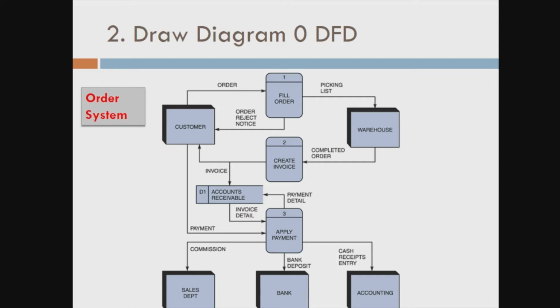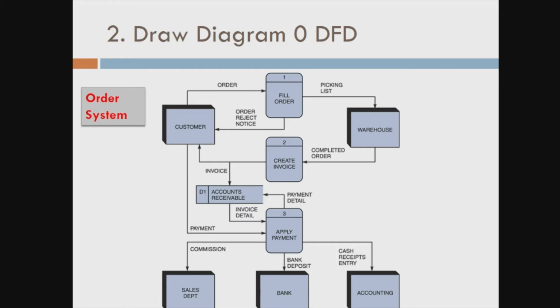Next step, you need to draw the diagram 0 DFD. In the context diagram, we only have one process that refers to your entire system. So in the order system, you can add more processes. For this example, it started from the ordering system. So you divide the ordering system into several processes. Based on this example in the slide, from the ordering system, the first process is fill order. And then after fill order, we have another process that we call create invoice. And then another process is apply payment.